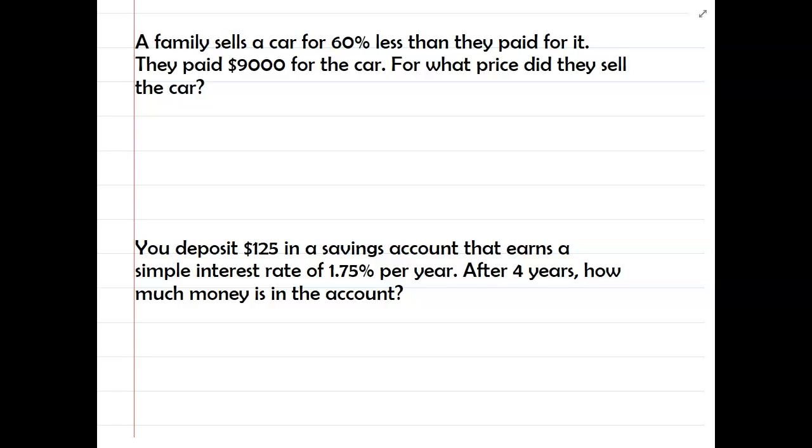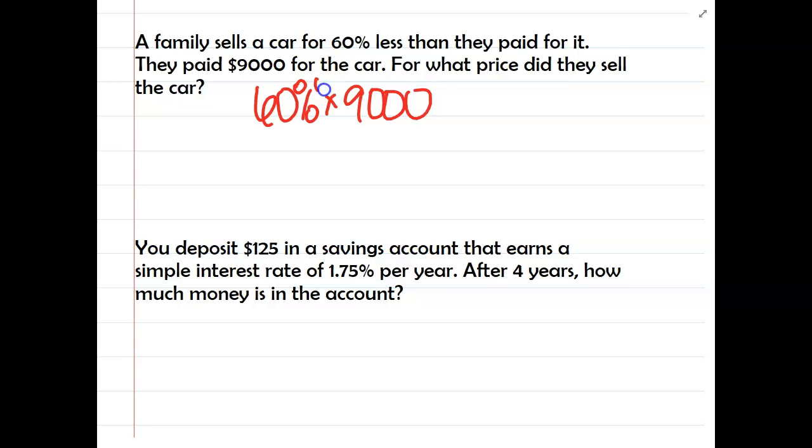When they bought it, they paid $9,000 for it. When they exchanged it, sold it back, they lost 60% of the value. So what I need to find first is how much less they sold it for. To do that, you take the percent times the total. I need to find 60% of 9,000.